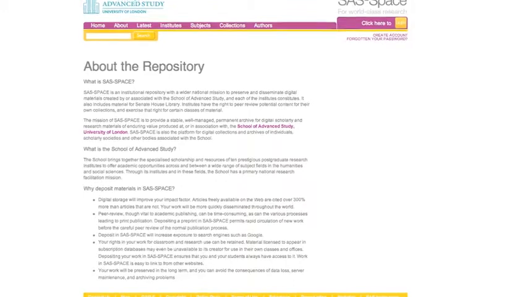Open access publishing then has taken two forms. Firstly, what is known as the Open Access Journal, but secondly, the institutional or e-repository, of which SAS Space is one. So, how does SAS Space work?